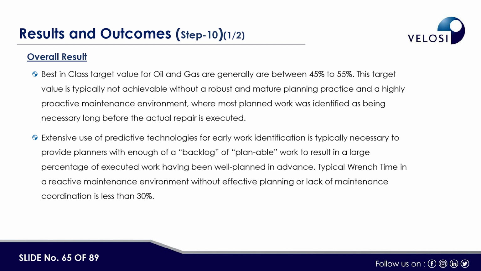And from a cost point of view, if this company is spending, let's say, $200 million per year on the maintenance crew and those people, 8% is a big number and a big saving if it can be improved. Similarly, extensive use of predictive technologies for early identification is typically necessary to provide the planner with enough backlog of plannable work to result in good, effective planning.